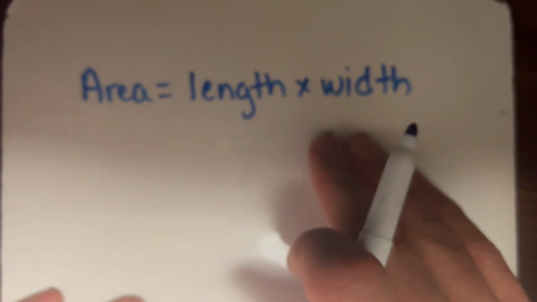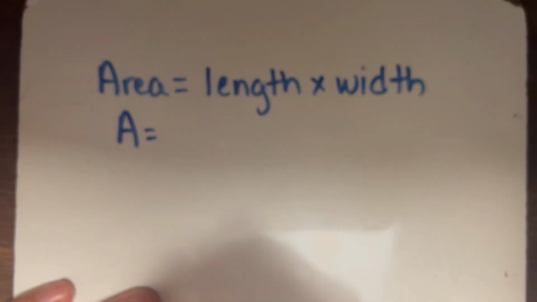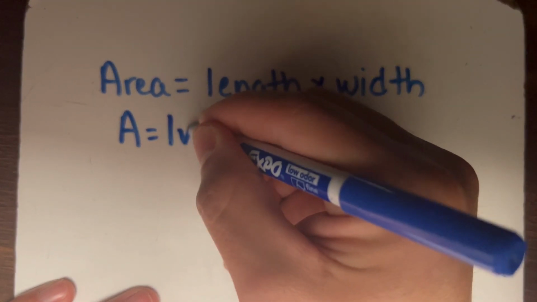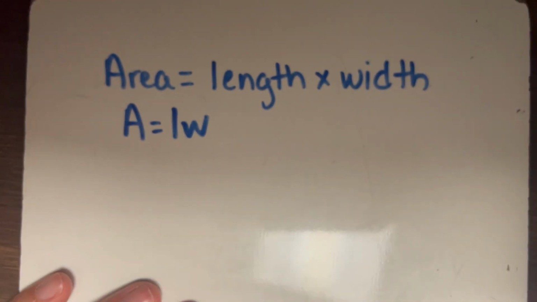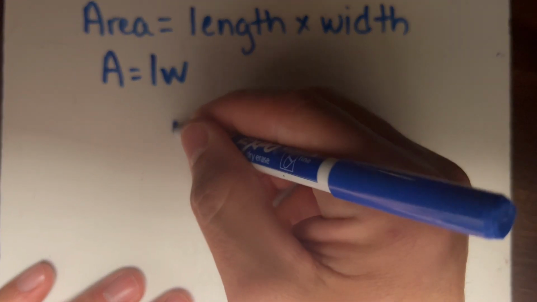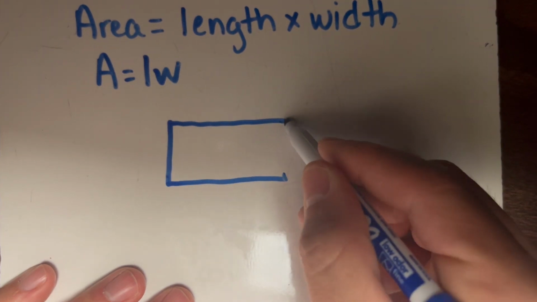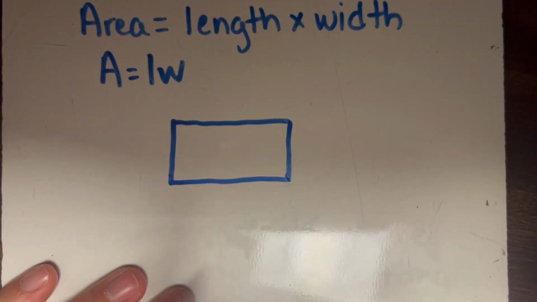The other way you might see this written on, like, let's say a reference sheet is a capital letter A, which represents area, and they just write LW, meaning length times width. So let's say we skip a line, draw a medium-sized rectangle, and we want to find the area of it.